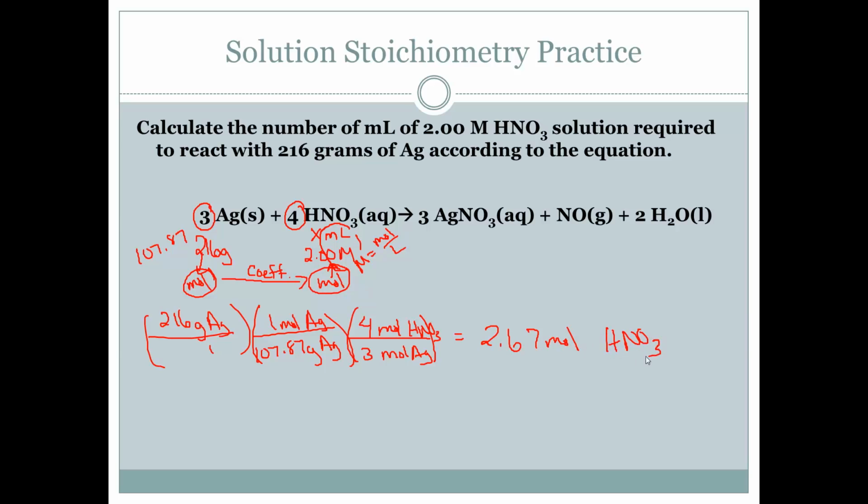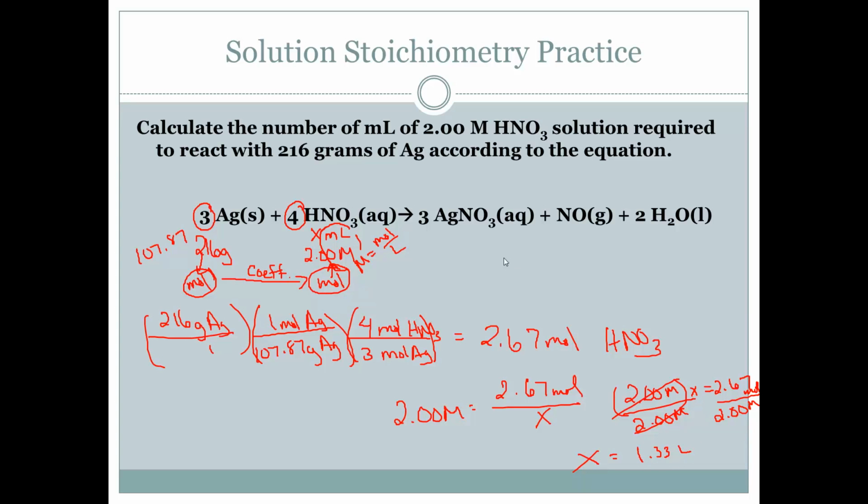Well, we have a 2.00 molar solution. We need 2.67 moles. We need to figure out the liters. I'm going to go ahead and cross multiply first. So 2.00 times x is equal to 2.67. Now I'm going to divide both sides by 2.00 molar. This one cancels out, so that means x is equal to 2.67 divided by 2.00, 1.33 liters.